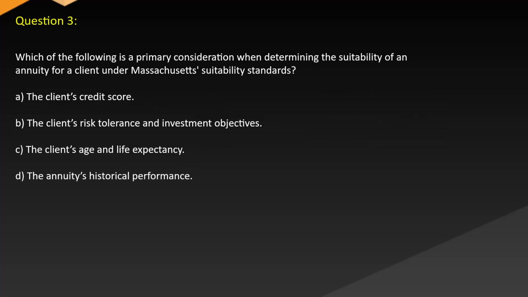Question 3. Which of the following is a primary consideration when determining the suitability of an annuity for a client under Massachusetts suitability standards? A. The client's credit score. B. The client's risk tolerance and investment objectives. C. The client's age and life expectancy. D. The annuity's historical performance.